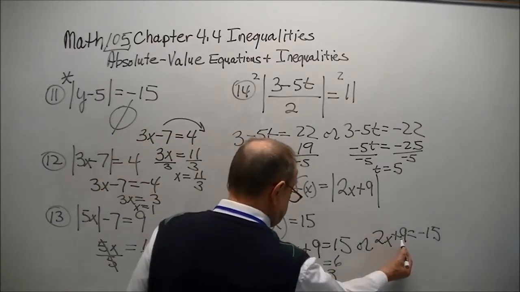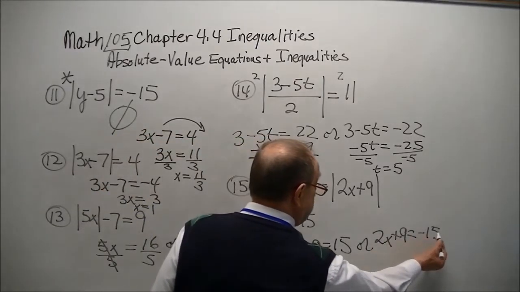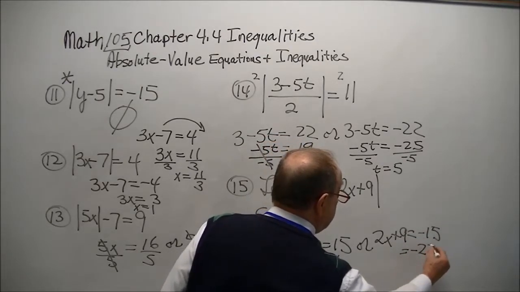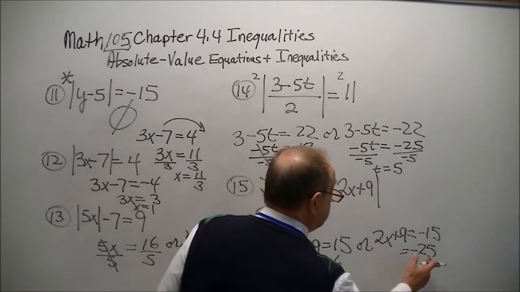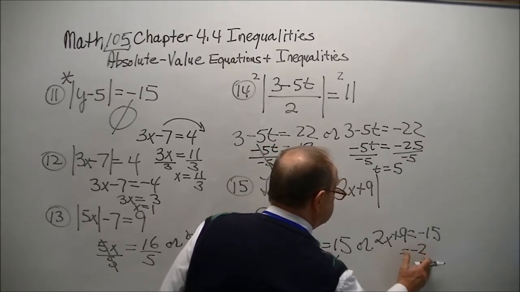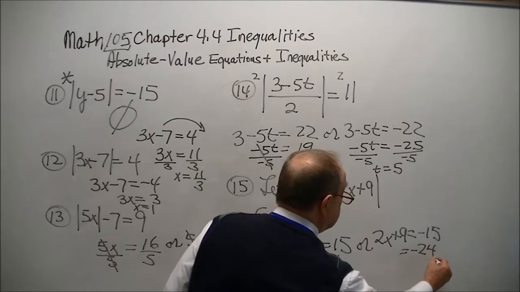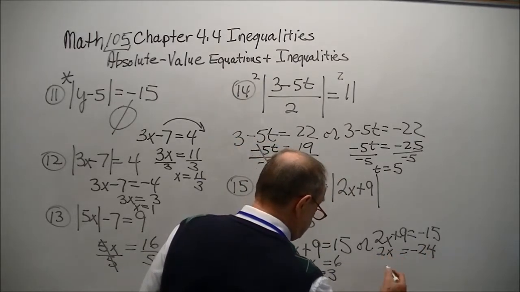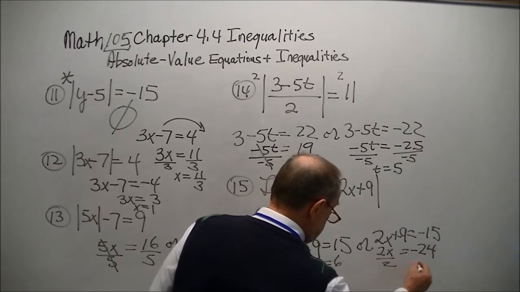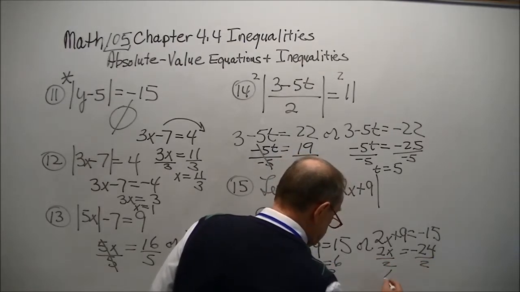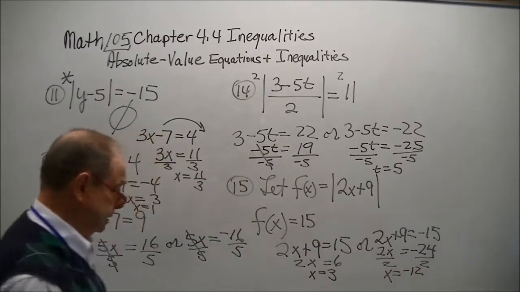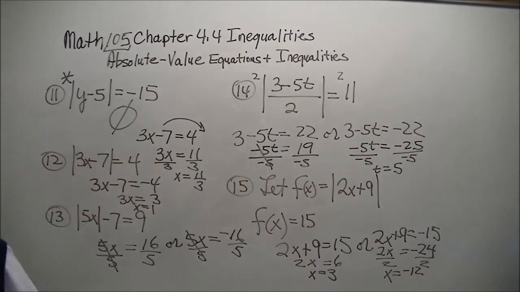And here we're going to subtract 9 from both sides. This will give us a negative 24, I should say. And then divide both sides by 2. And I get x equals a negative 12. And that's good.